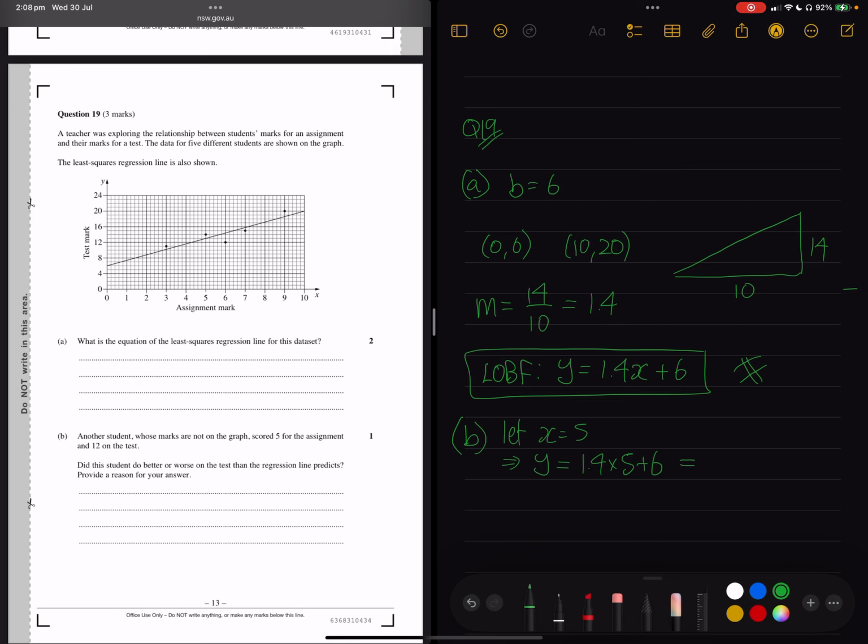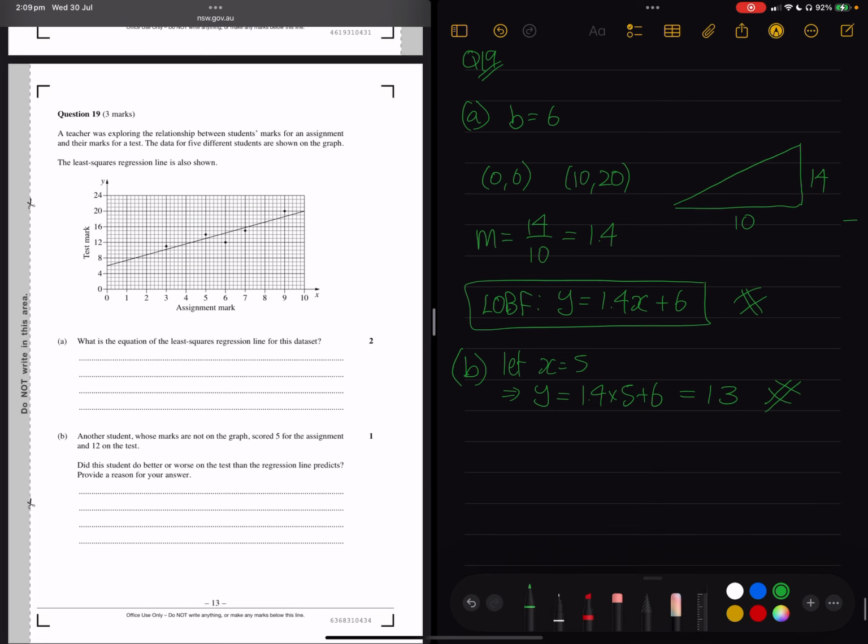1.4 times 5 is 7. 7 plus 6 is 13. So the predicted mark is 13. The student actually got 12. So the student did worse than expected because their mark was lower than the mark forecast from the line.